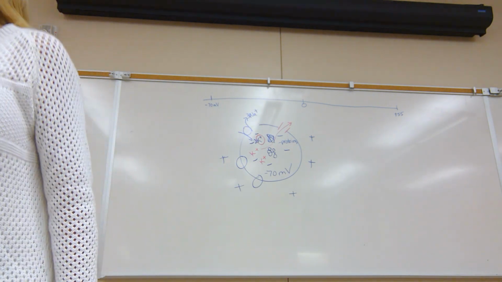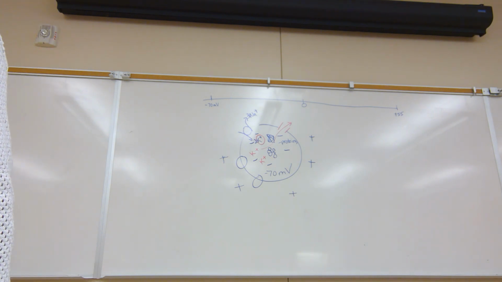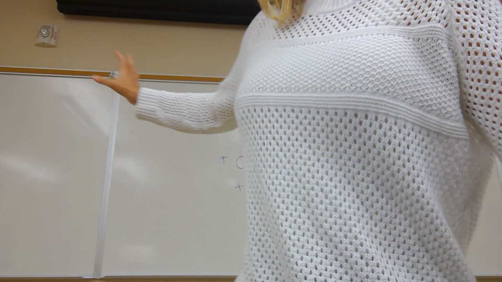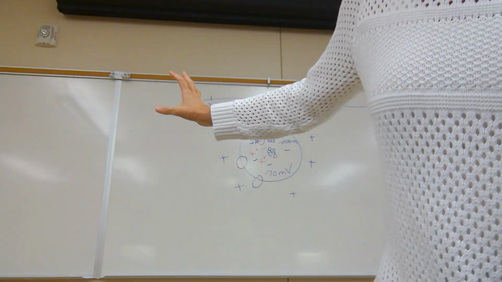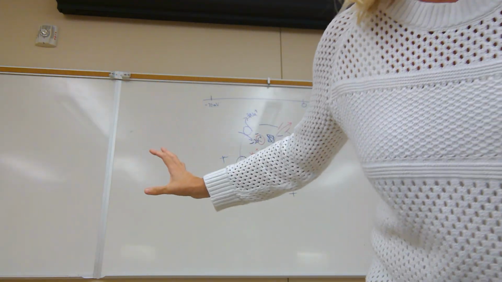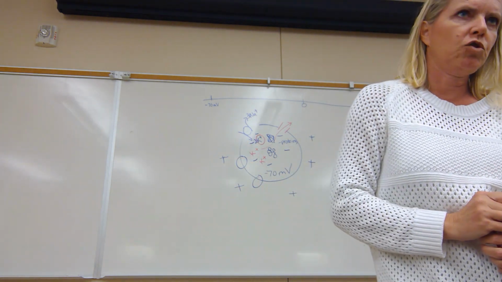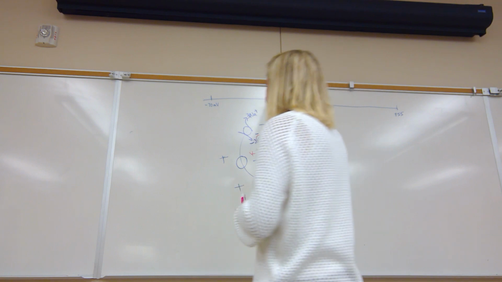The more leak channels you have, the more potassium leaks. So this magic number, -70 millivolts in textbooks, is called resting membrane potential, RMP.